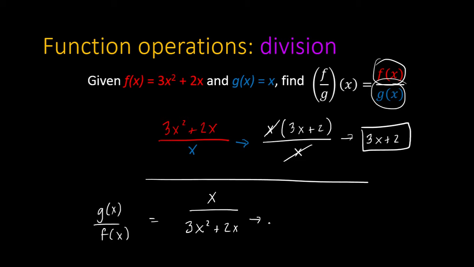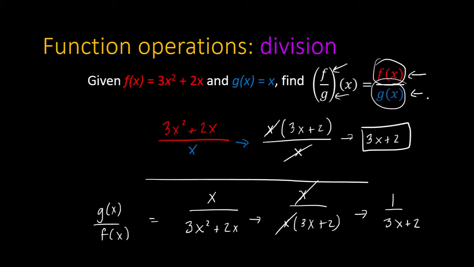So pay attention to those, because that's a common mistake I see. Students always assume that f goes first and g goes second. Not always the case. If I wanted to compute g of x over f of x, I would have taken the same approach. I still would have factored out my x, canceled it out, and my answer would have been 1 over 3x plus 2. So again, pay attention to whether g or f is the numerator or denominator. The big thing is just setting up the problem. The execution of it is something we've practiced before.